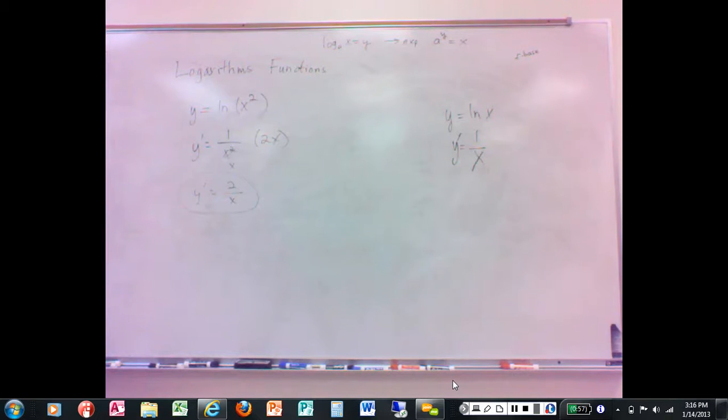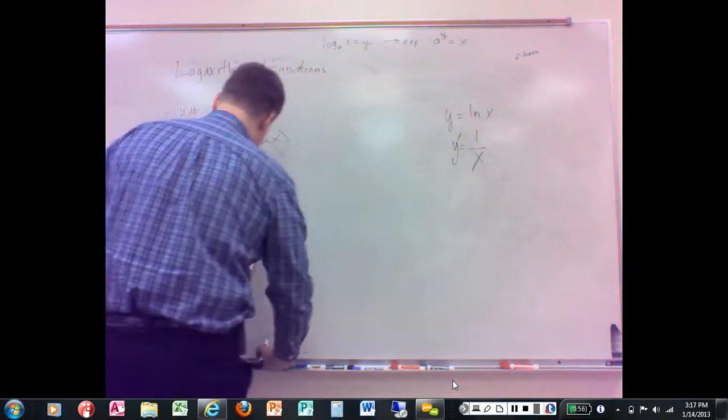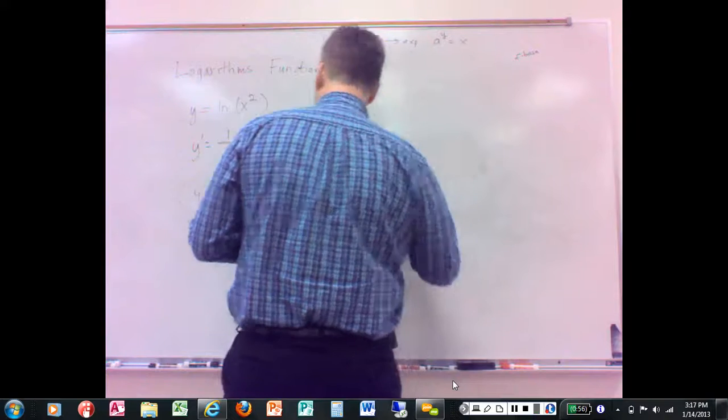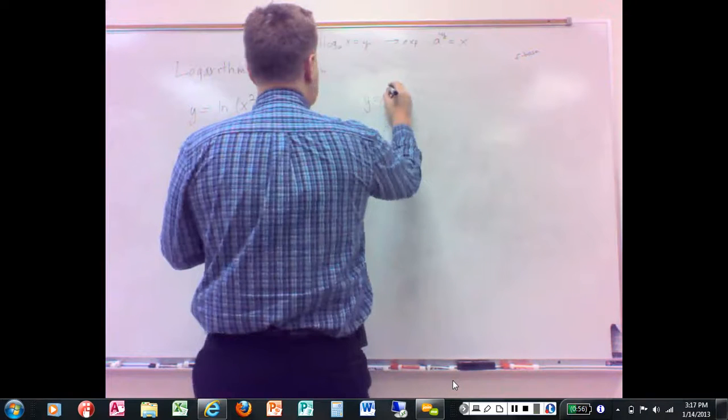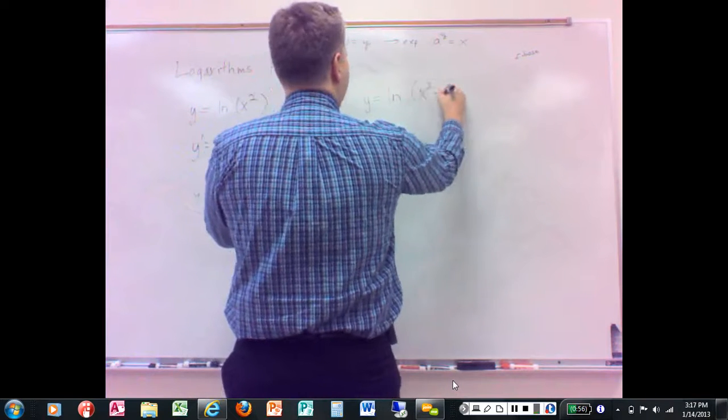But the point is, your natural log derivative, natural log of x, is 1 over x. Okay? Okay. So what do you got here? y equals the natural log of x squared plus 5x minus 3.